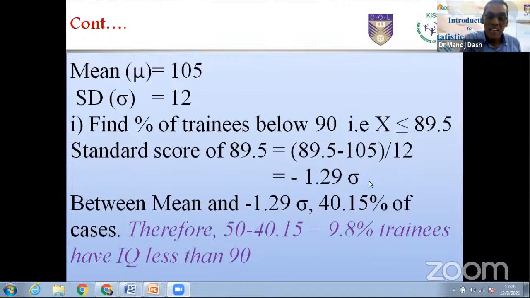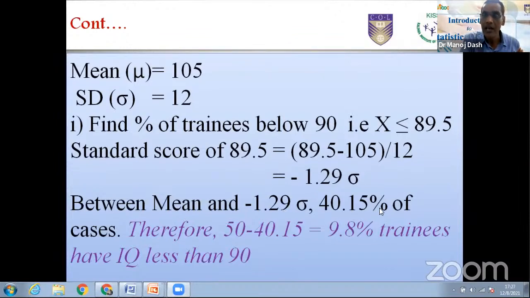What was the question? The question was to find the percentage of trainees below 90, not above 90. Very important: the word below is very important. So between the mean and minus 1.29, where 1.29 is the sigma distance, what percentage of cases are there?